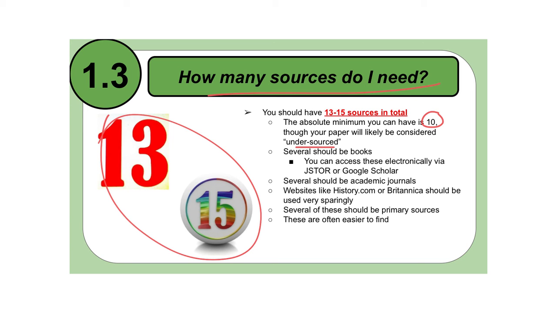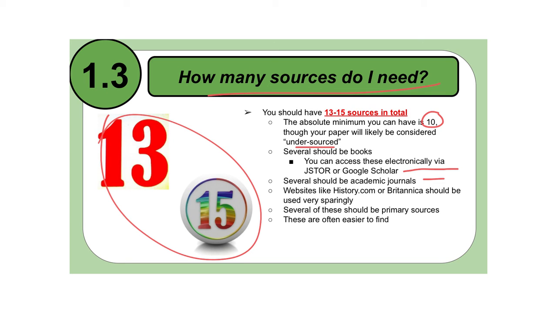Several of your sources should be books. Again, you have access to electronic books on JSTOR and Google Scholar, so you do not have to physically go to a library. Ebooks will count as a book. So write that down. If you didn't hear anything else in this video, ebooks count as a book. Several should also be from academic journal articles.